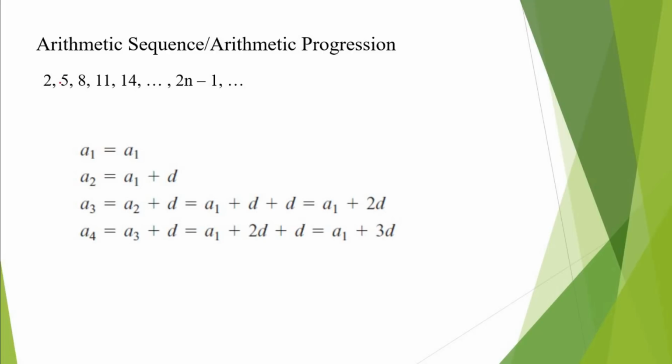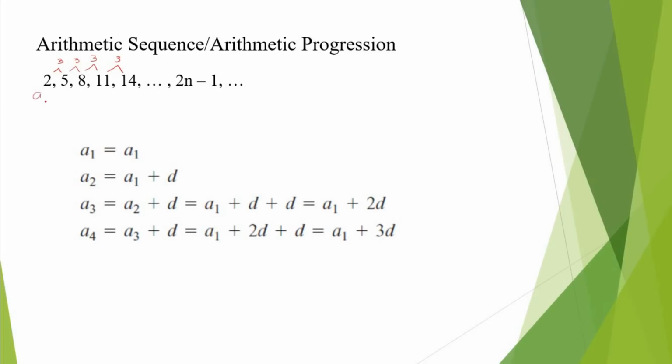Notice that we have a common difference between 2 and 5, which is 3. 5 minus 2 is equals to 3. 8 minus 5 is equals to 3. 11 minus 8 is equals to 3. And 14 minus 11 is equals to 3. The common difference is equals to 3.